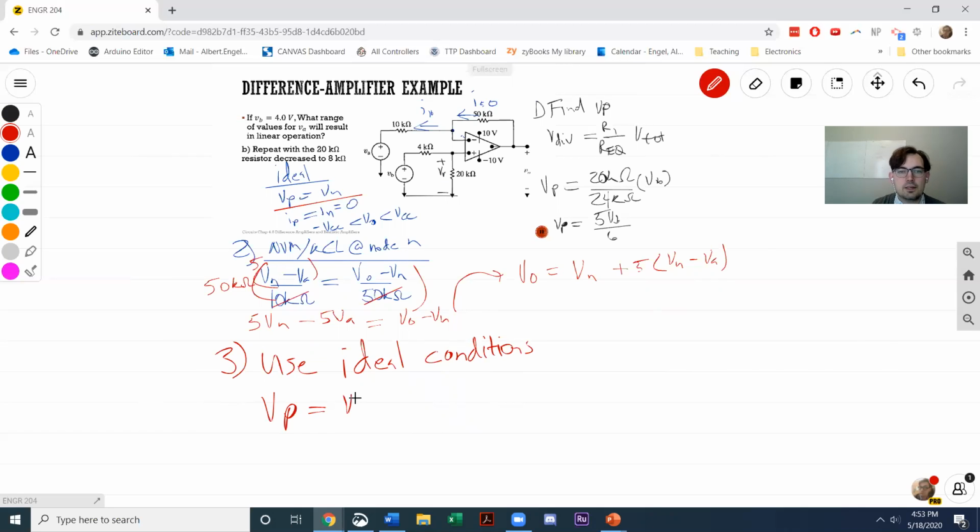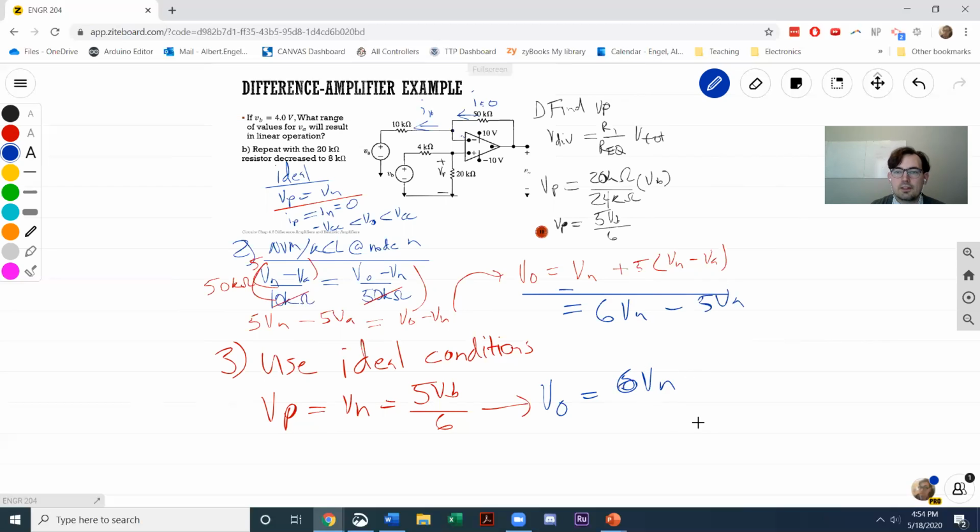So Vp equals Vn, which means I can replace that Vn over here with 5 Vb over 6. So I'm going to plug that into this equation right here. Plugging that in, I get V naught equals, and I'm going to make this simple on myself. I'm just going to call this 6Vn minus 5Va.